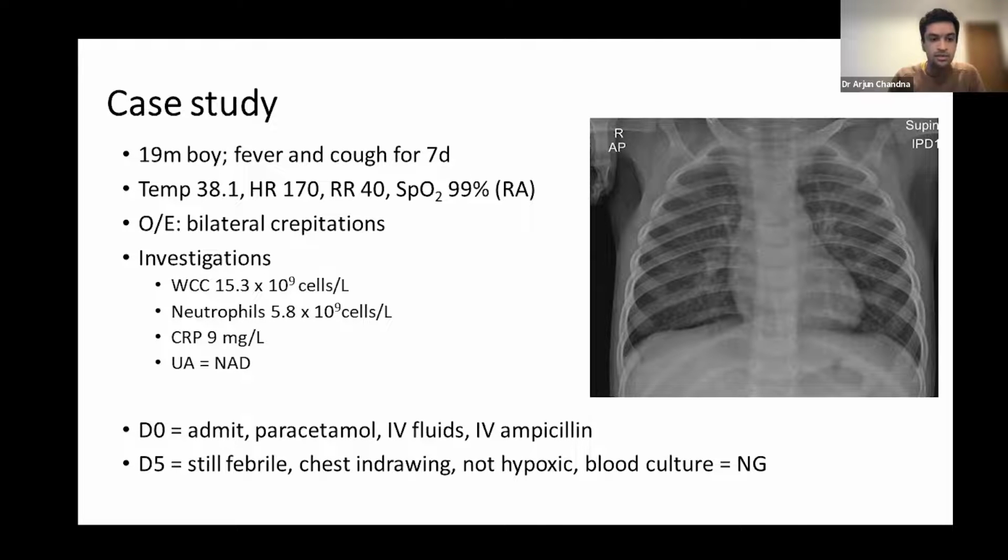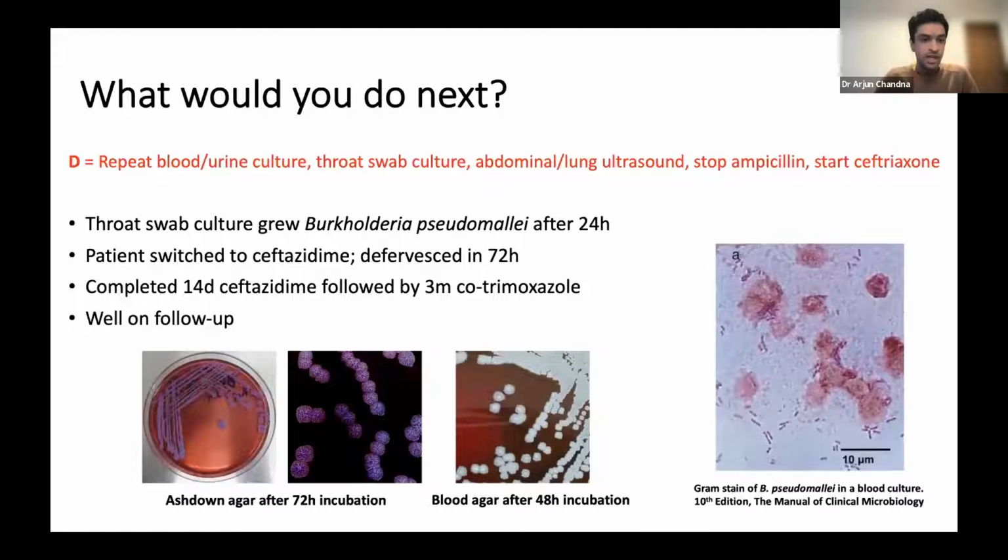What should we do with this kid who's still febrile 5 days into admission? He doesn't seem to be getting better. And that was the critical investigation. So the throat swab was sent, and 24 hours after the throat swab was sent, Burkholderia pseudomallei was isolated, and the patient was switched to ceftazidime, and his fever disappeared within the next 3 days. He completed a 14-day course of intravenous antibiotics, and then was switched to cotrimoxazole oral therapy to complete 3 months of the eradication treatment. At the end of treatment, he was well on follow-up and hadn't had a relapse.